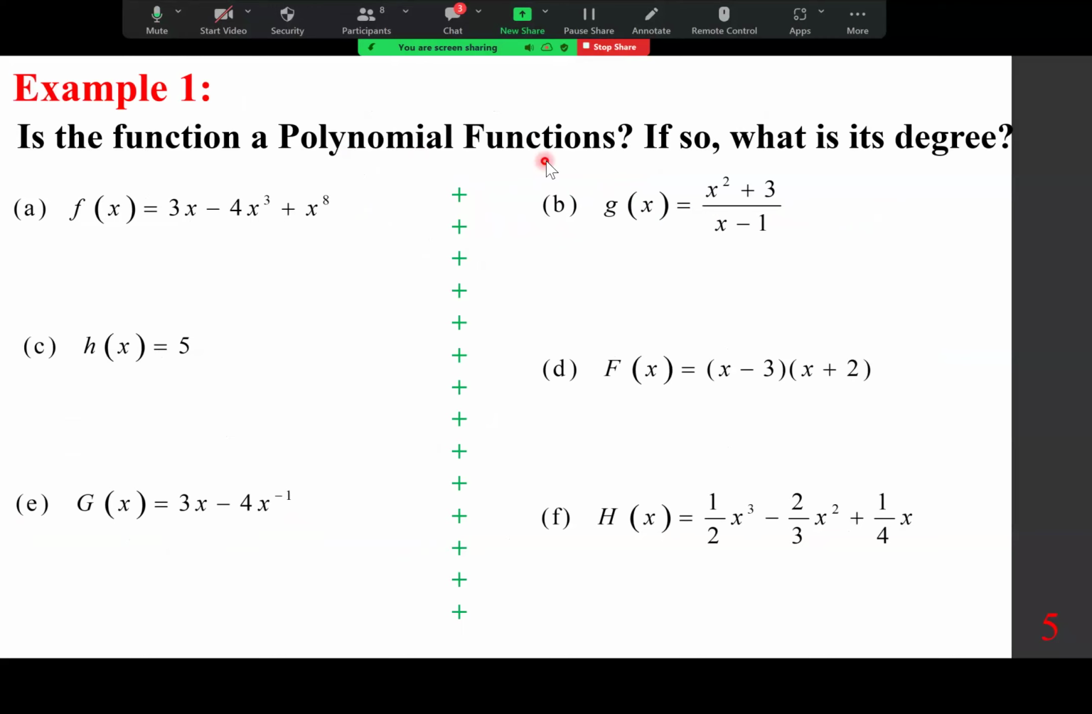Is the function a polynomial function? If so, what is its degree? Let's start with the first one. You have to write it in descending order, or you just have to notice this is the leading term. So I'm going to write it as the leading term, LT for short. And therefore the degree is 8.